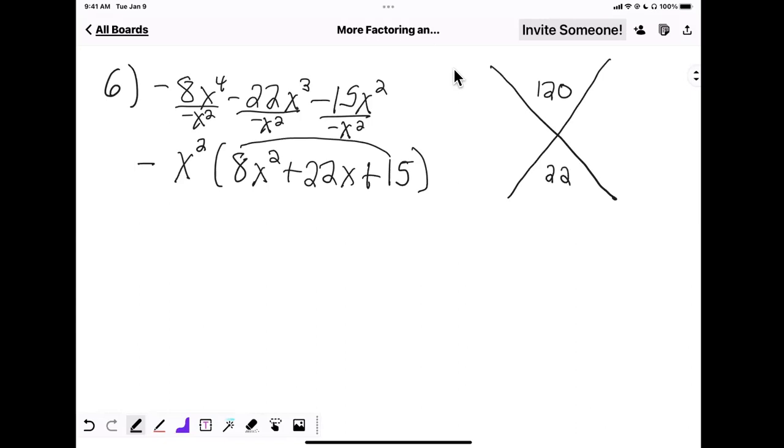I already sort of know that has to be positive, positive. So I might just write that. Sometimes I do that to remind me it's positive and positive. All right, so we need two numbers that multiply to be 120, but add up to be 22.